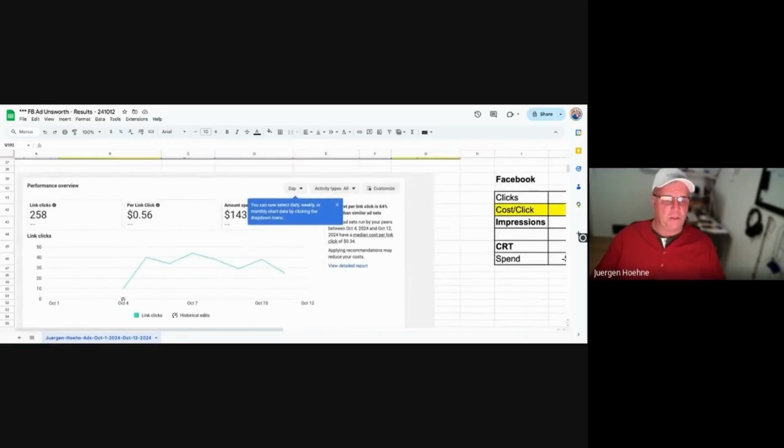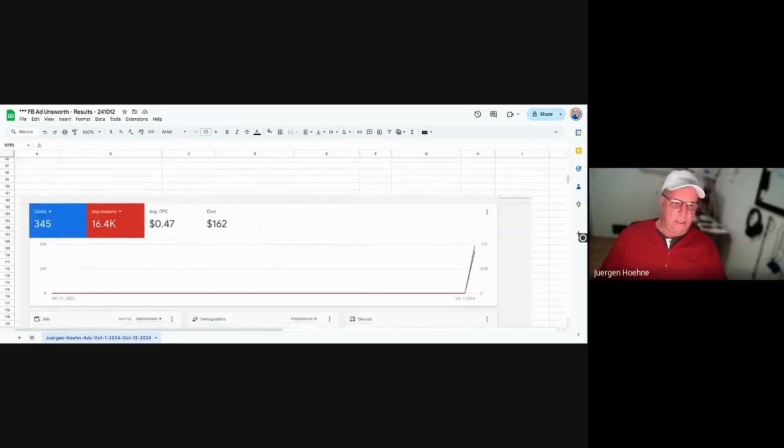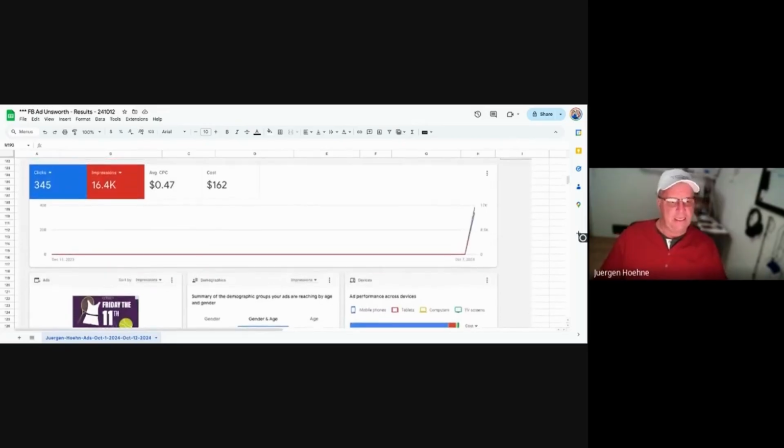Facebook Ad Manager. And you can see here a little bit of the demographics of the audience, mostly women who click through, what they click through. You could see 50% of the women 65 and older looked at this. And let's take a look at Google Ads. Google Ad Manager here, 345 clicks, 16K.